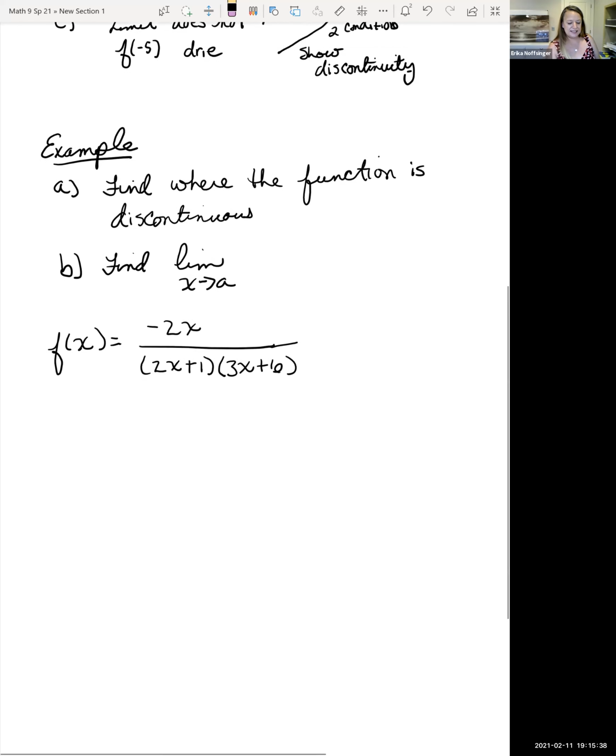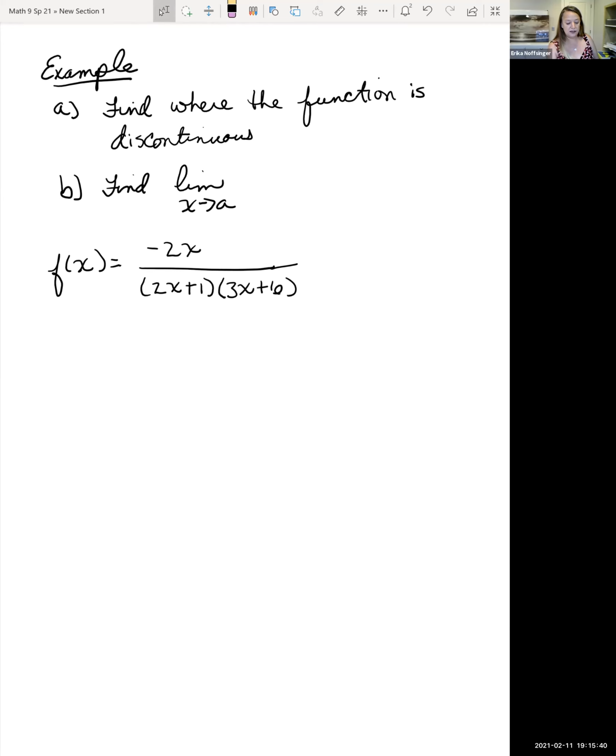Okay, so our next example, we're looking at the equation and we're trying to find where the function is discontinuous, and we're trying to find the limit as x approaches that value where it's discontinuous. And so notice we have a rational function, and so we need to be careful. It's undefined on values which set our denominator equals 0.